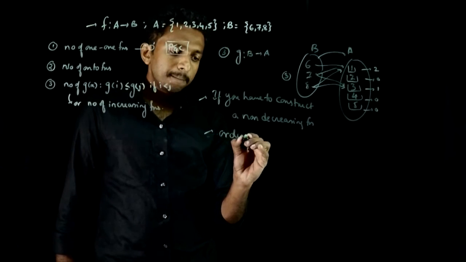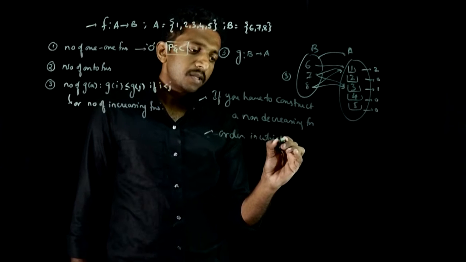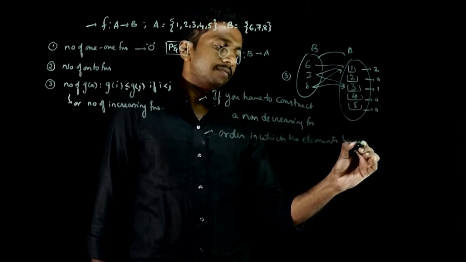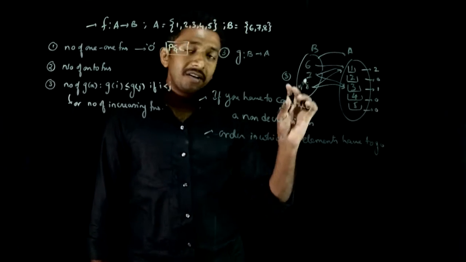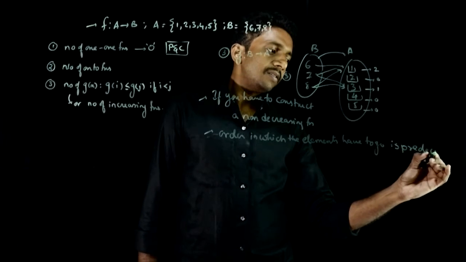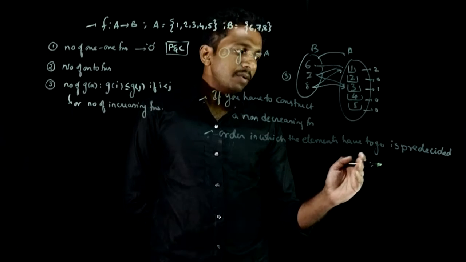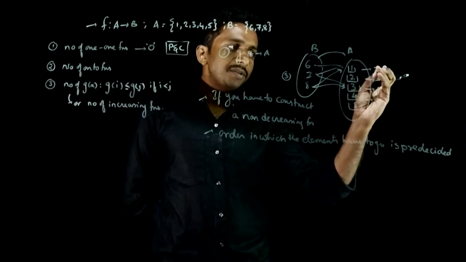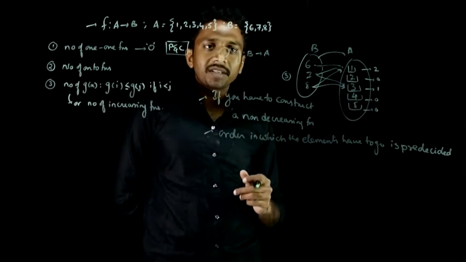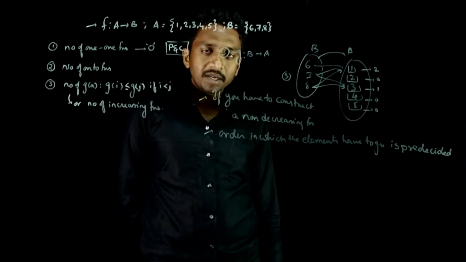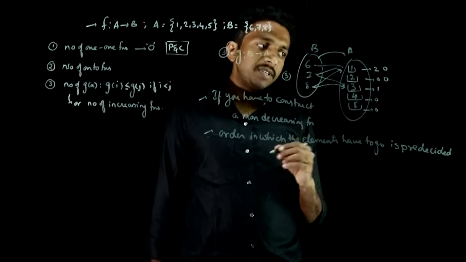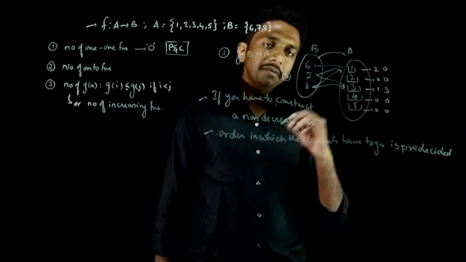Order in which the elements have to go is pre-decided. Once you select the number of elements that can go into the basket, आप ऑर्डर को चेंज नहीं कर सकते क्योंकि इंक्रीजिंग ऑर्डर में ही जाना पड़ेगा. ये समझ रहे? अगर आप डिसाइड करते हैं इसमें मैं 0 एलिमेंट देता हूं, इसको मैं 0 एलिमेंट देता हूं, इसको 3 एलिमेंट देता हूं, इसको 0 0 देता हूं.